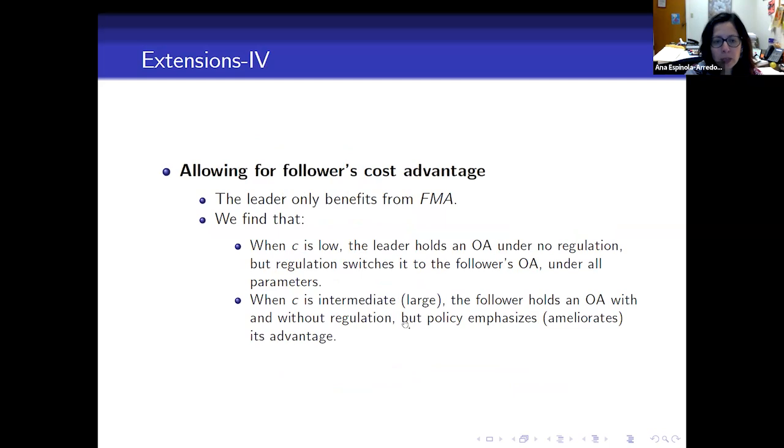All right, and then what if instead of having a leader's cost advantage, we have a follower's cost advantage? In this context, the leader will only benefit from the first-mover advantage, but not from the cost advantage. What we found is that when firms are relatively symmetric, so C is relatively low, the leader will hold an output advantage under no regulation. But regulation will switch this to a follower's output advantage under all parameters. When C is intermediate, the follower will hold an output advantage with and without regulation, but the policy will emphasize this advantage.